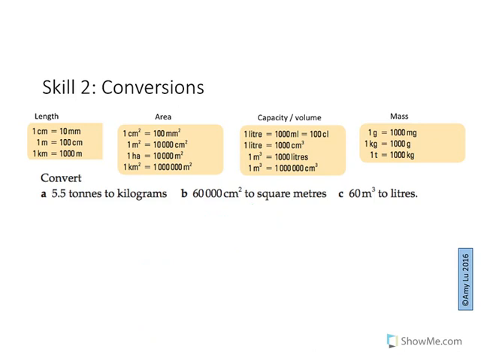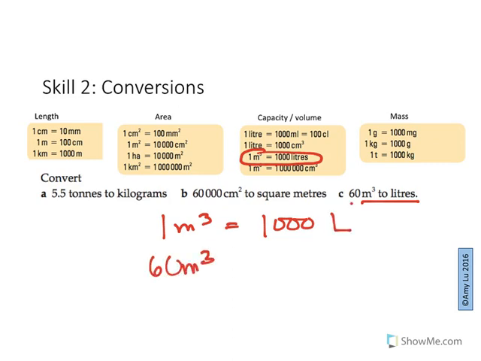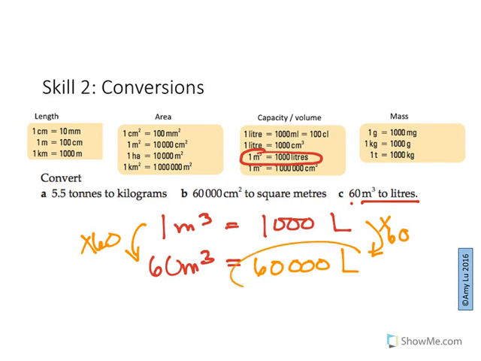Now the last one is turning meters cubed to liters. So I see this conversion that 1 meter cubed is 1,000 liters. So 1 meter cubed is equal to 1,000 liters. Okay, so I have 60 meters cubed. So I need to figure out, what am I doing? Oh, I'm multiplying this by 60. So I'm going to do the same thing, times by 60. So that should leave me with 60,000 liters. And that is it.